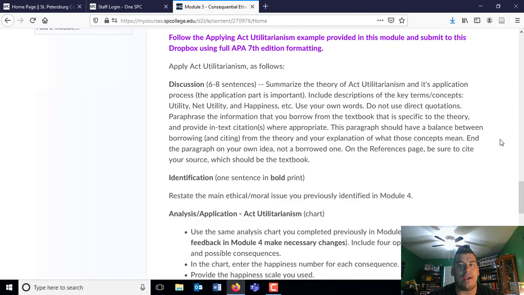But as it says in this paragraph, you need to kind of summarize and explain the theory of Act Utilitarianism and its application process in one solid paragraph. The application part is important, because that's what we're going to do in step 2 of this assignment. So the first step is the discussion of the theory and its application process.